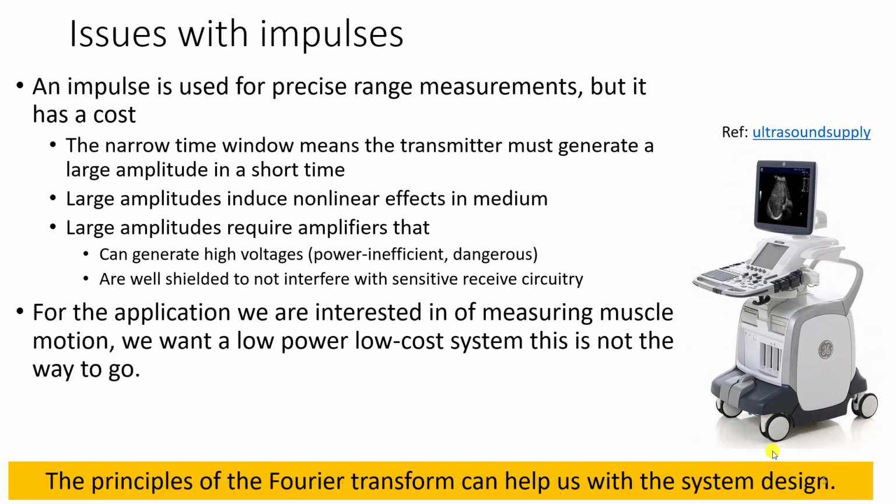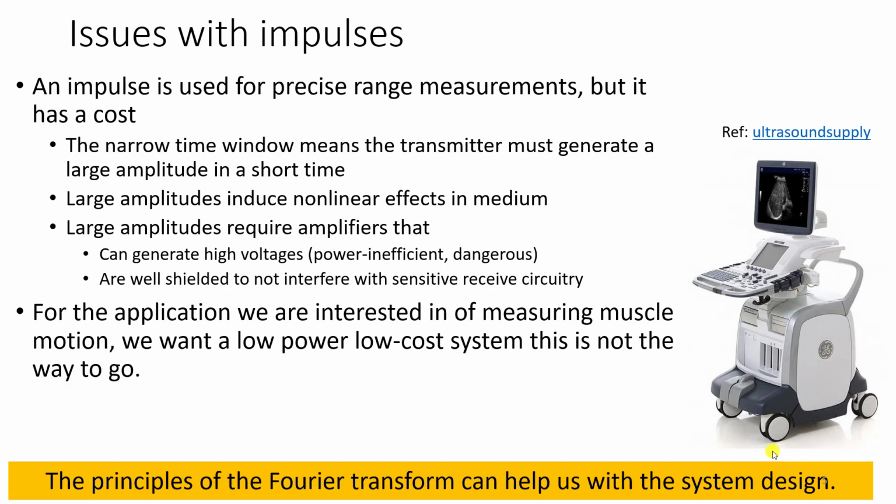So there are multiple issues with impulses. While impulses are great for precise range measurements, they have multiple disadvantages, and the first of these is that their narrow width means that the transmitter must generate large amplitude pulses in short times. And when you generate large amplitudes, you can introduce nonlinear effects in the medium, which means that your waveform becomes distorted.